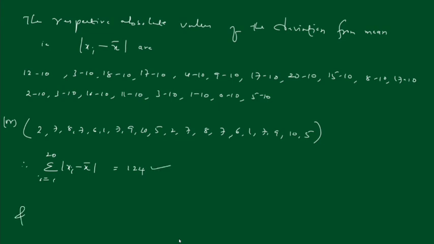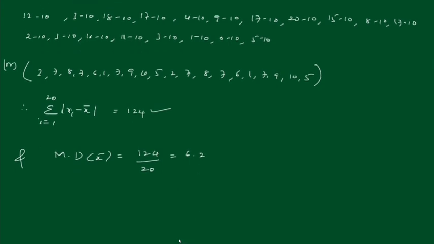So finally, what can we write? Mean deviation about mean is equal to 124 by 20, which is nothing but 6.2. Mean deviation about mean, which is nothing but 6.2, is the required answer.